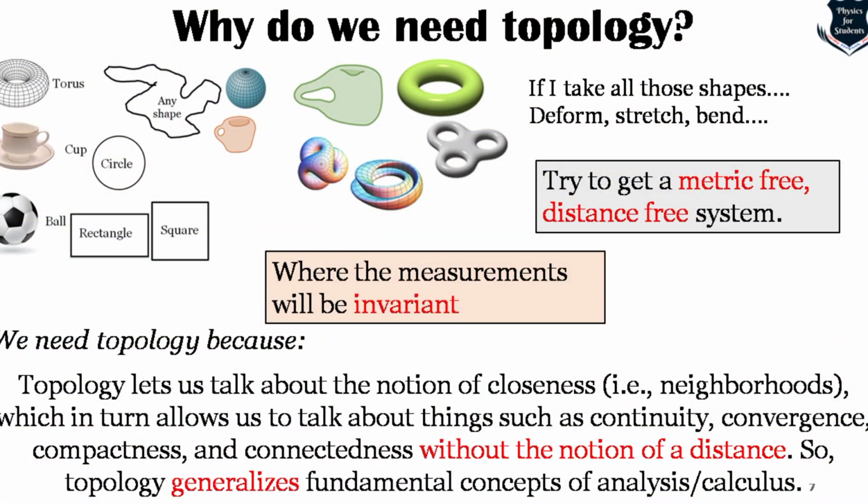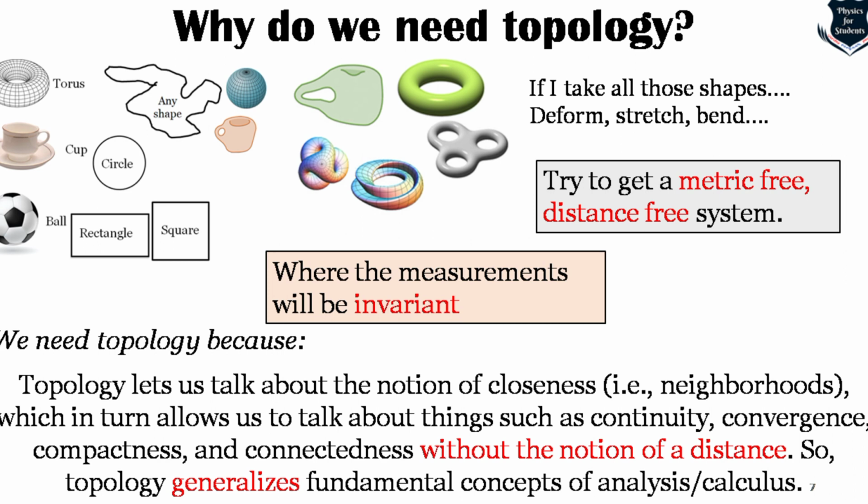Why? Because we always wanted to become platform free. So even in the case of topology, the same thing follows: mathematics now wants to become metric free, platform free. See on your screen, I have just shown you that if we take those shapes, deform, stretch and bend them, we are trying to get a metric-free, distance-free system where the measurements will be invariant.